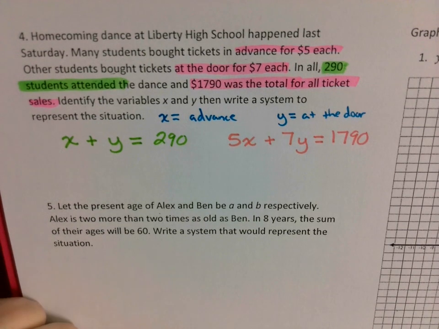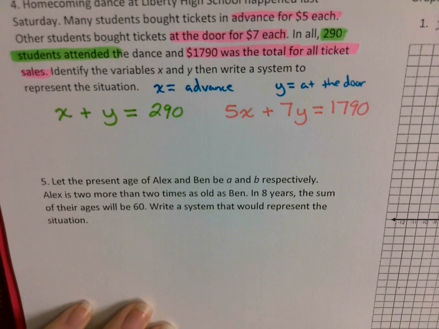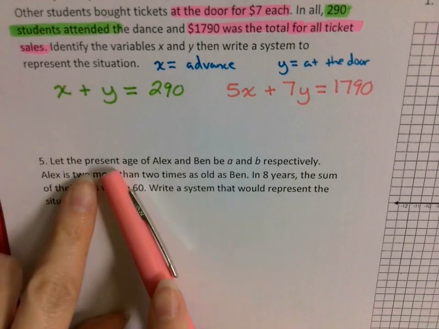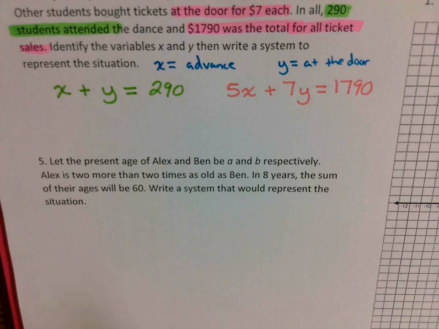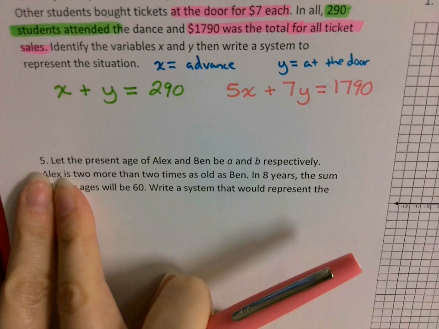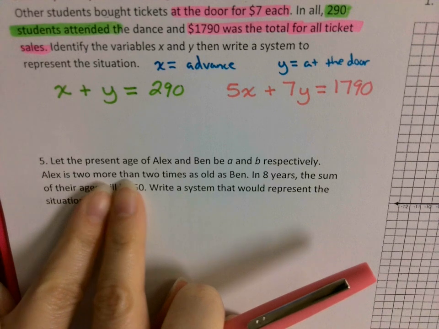Okay, for problem number 5. Let the present age of Alex and Ben be A and B respectively. So A is going to represent Alex, B is going to represent Ben. So they're already identifying the variables for you. Alex is 2 more than 2 times as old as Ben.